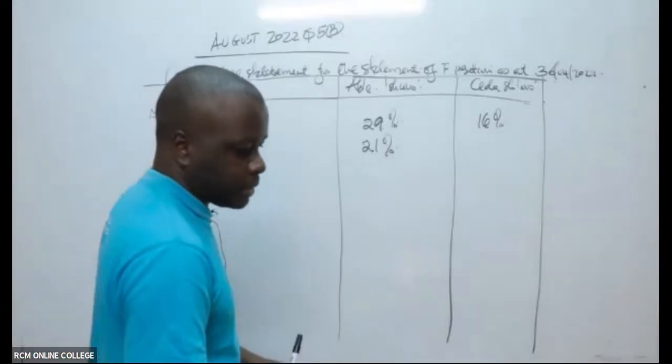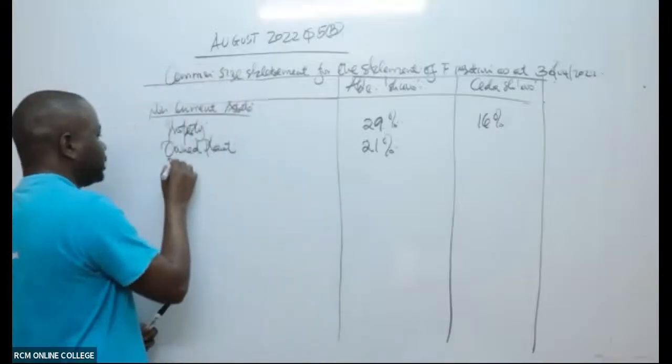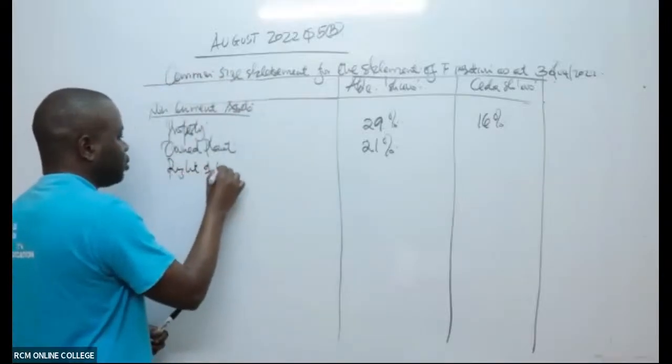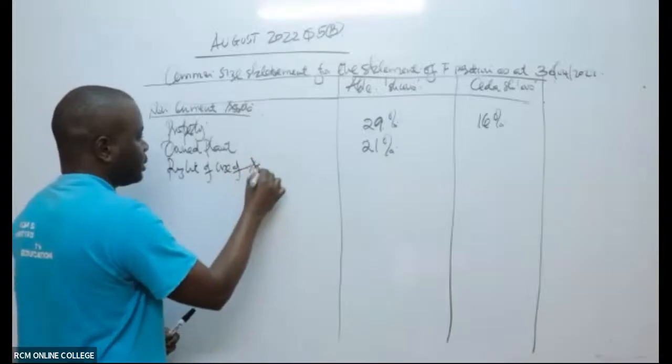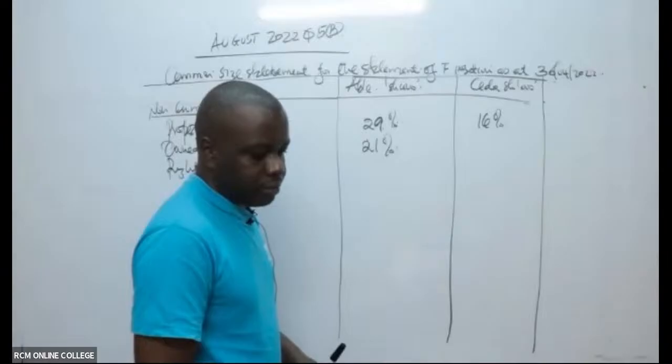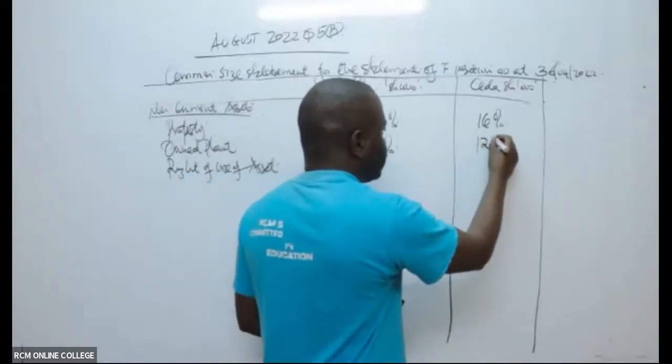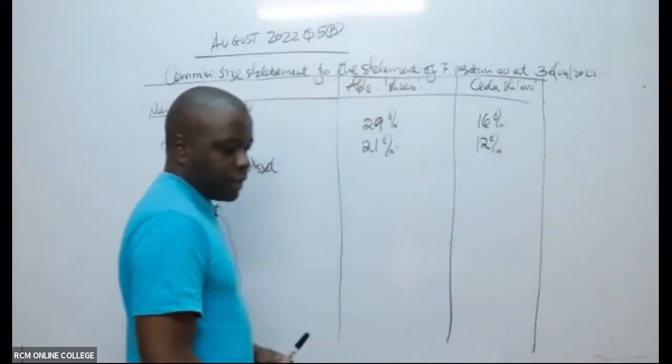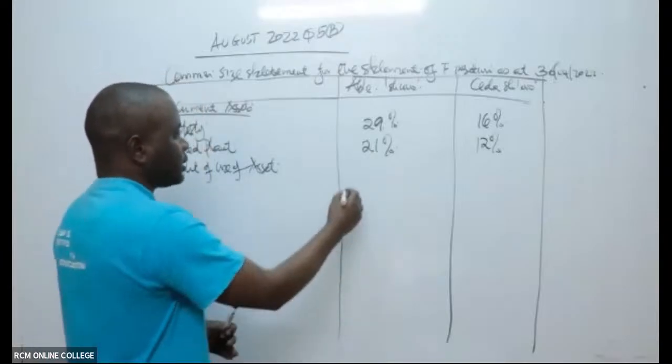So the next item is right of use of asset. I can see you're saying 12.1%, so you can do 12%. What about the right of use of asset for SEDA?